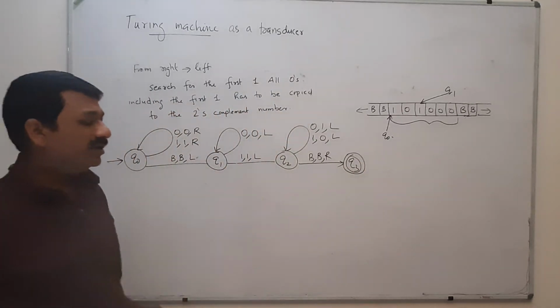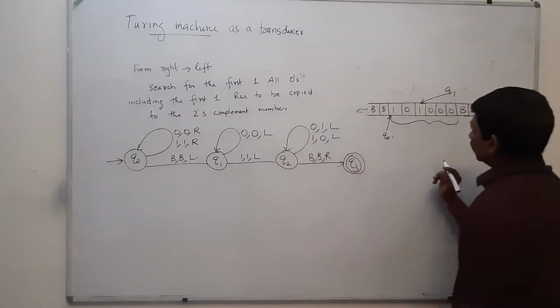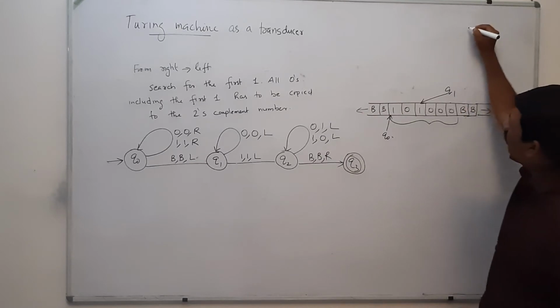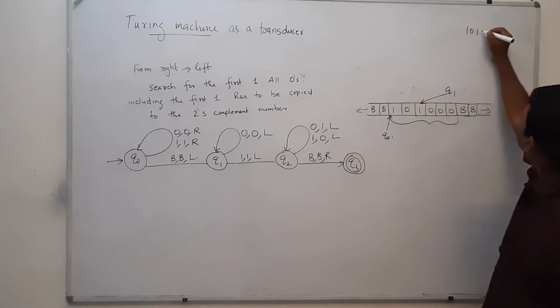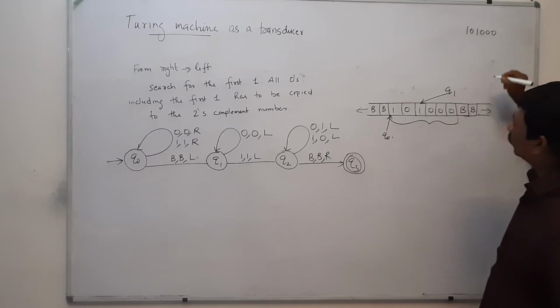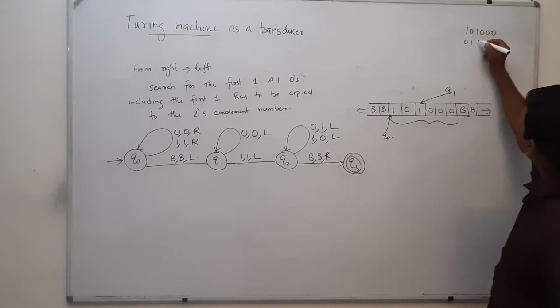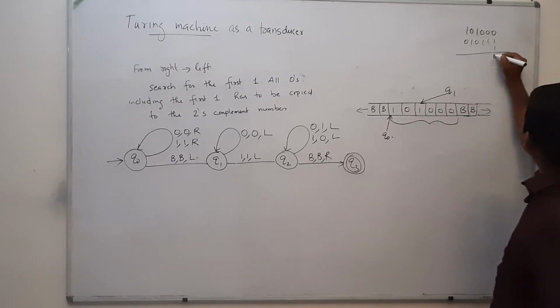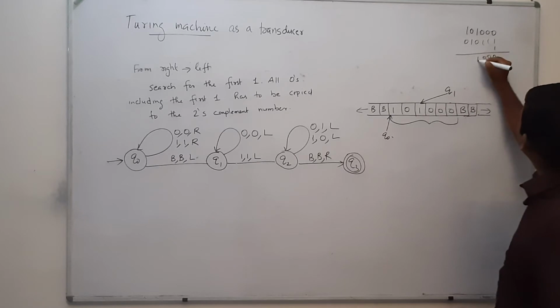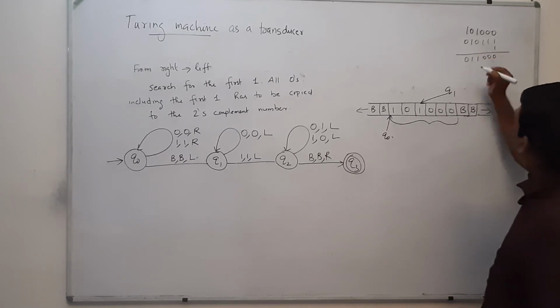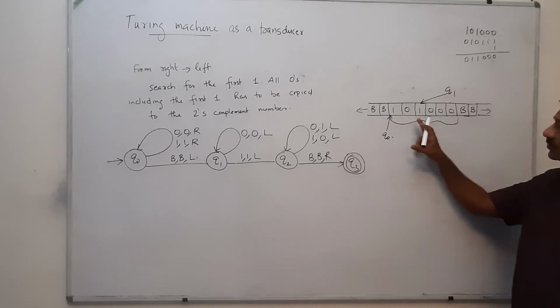So here what you are going to do is complement 1 0 1 0 0 0. What is the 2's complement of this? When you are doing this, the 1's complement is 0 1 0 1 1 1. When you are adding 1 to this, you get 0 1 1 0 0 0.